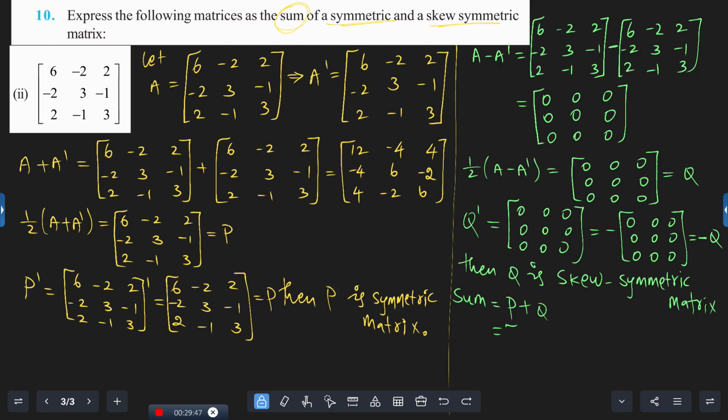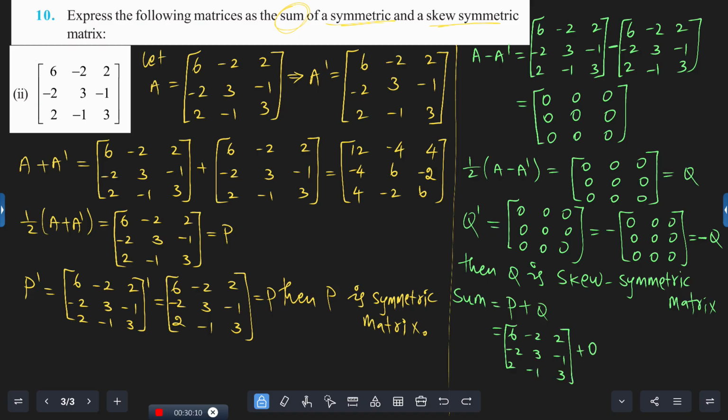Okay, what is the P value? P value as it is. Here we have the P matrix: row 1 is 6, minus 2, 2; row 2 is minus 2, 3, minus 1; row 3 is 2, minus 1, 3. The Q matrix will be a 0 matrix.